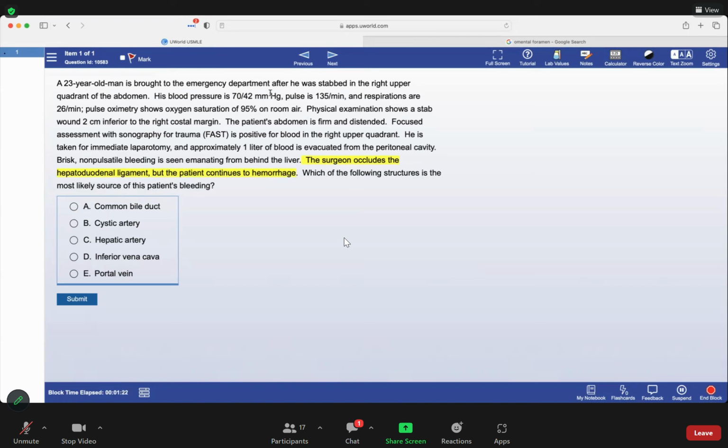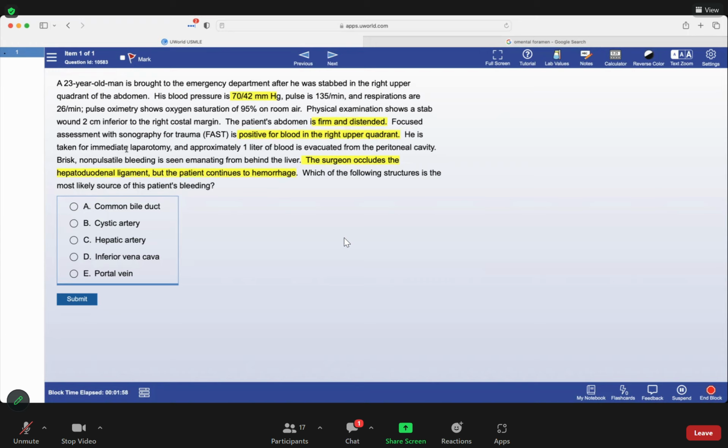A 23-year-old man is brought to the emergency department after he was stabbed in the right upper quadrant of the abdomen. His blood pressure is low. The minute you see a low blood pressure, that tells you they are bleeding, okay? Physical examination shows a stab wound 2 centimeters inferior to the right costal margin, and the patient's abdomen is firm and distended, so they are bleeding in the abdominal cavity. There's a test called FAST, focused assessment with sonography. It is positive for blood in the right upper quadrant. So we already know the patient is bleeding inside the abdominal cavity 100%.